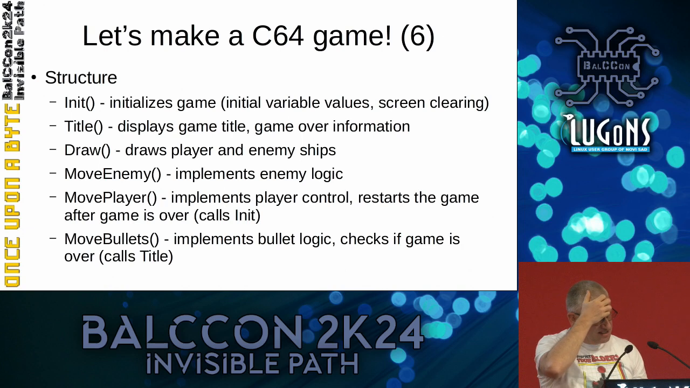Code is organized as several functions. Init initializes the game, all the variables. Title displays the title screen. Draw draws the player and enemy ships. Move enemy implements logic for the enemy. Move player implements player control of the ship and also restarts the game after the game is over. And move bullets implements bullet logic and checks if the game is over.